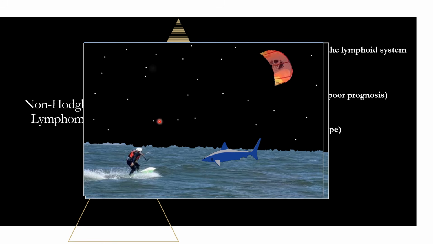He's in the middle of the ocean and then all of a sudden a shark pops out, but it's not just any shark, it's Jaws. So that helps you remember jaw involvement in your Burkitt lymphoma. So middle of the night kite surfing, Jaws circling him.